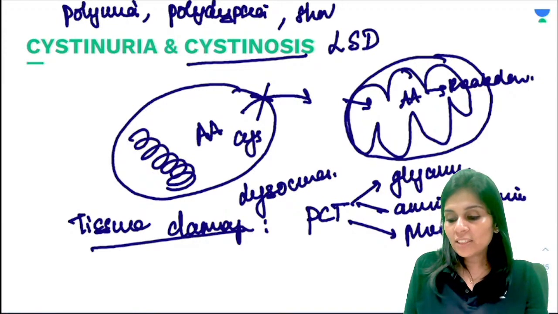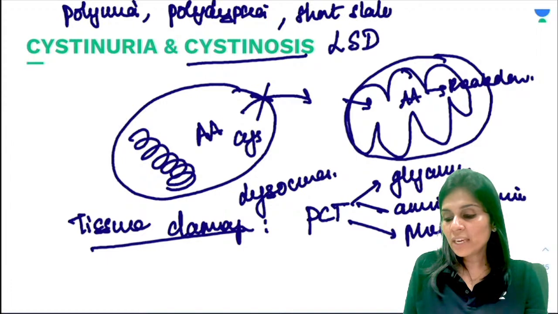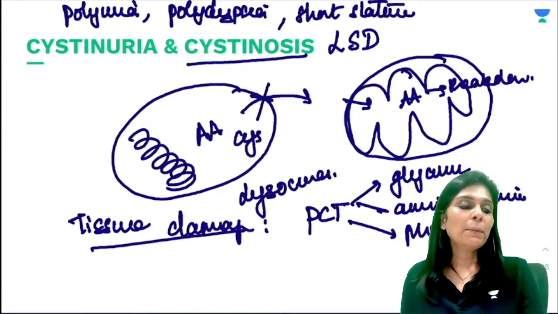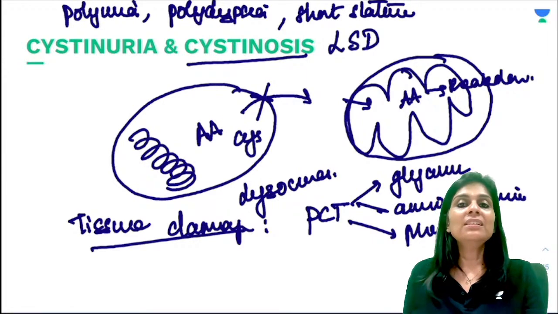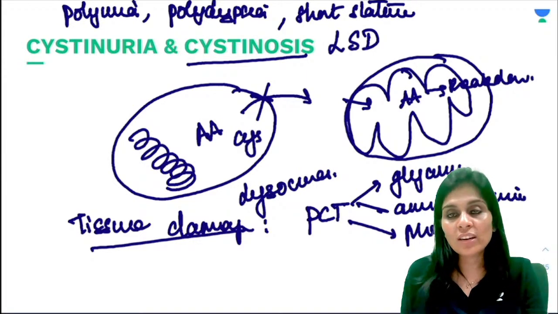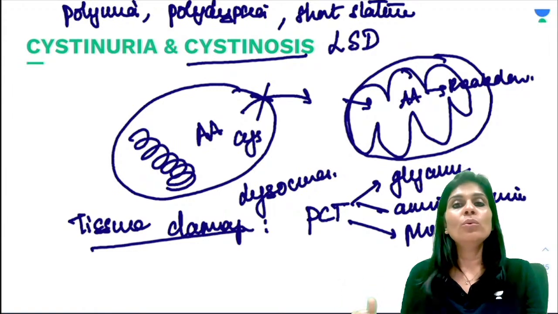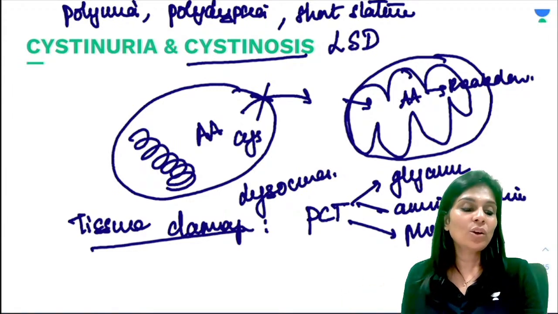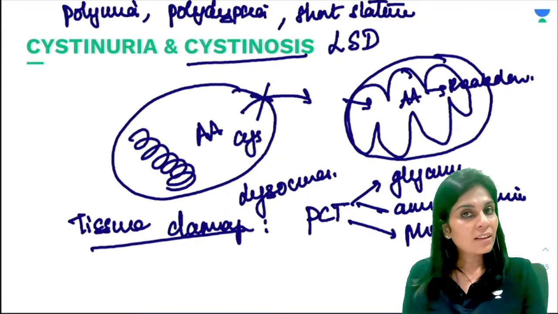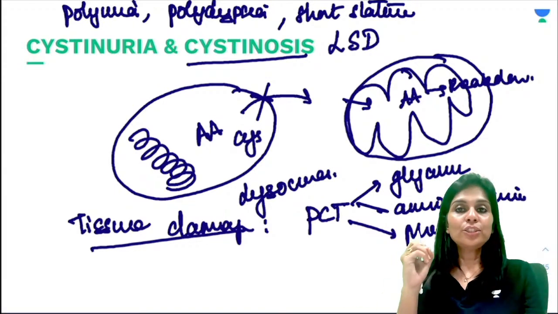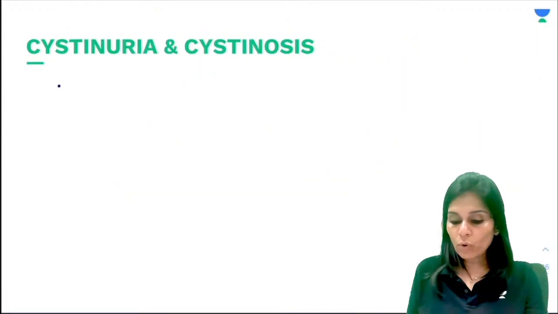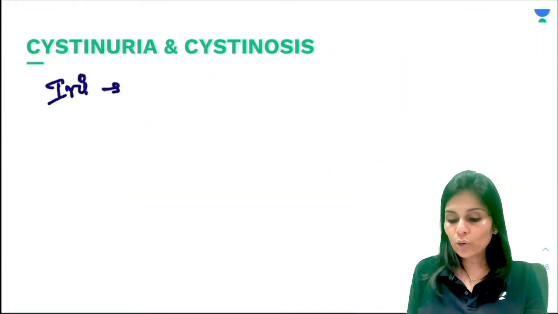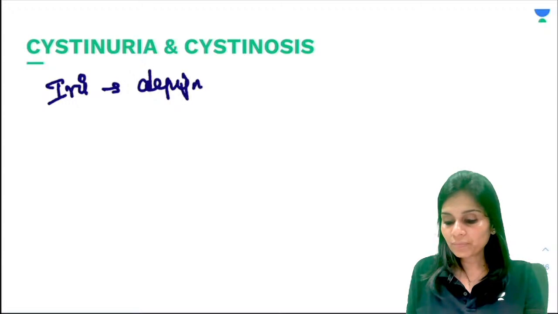Why short stature? Because PCT is supposed to reabsorb phosphate. When PCT fails, all phosphate gets lost, and phosphate is a major mineral of the bone. So when bone undergoes demineralization, that causes short stature. Okay, and this local tissue damage also happens in the iris. Can you tell me what is expected when the iris undergoes depigmentation?